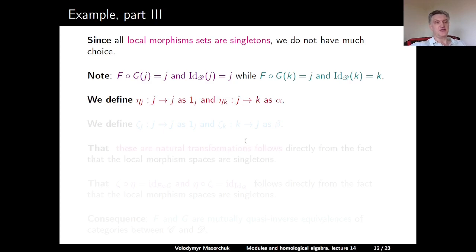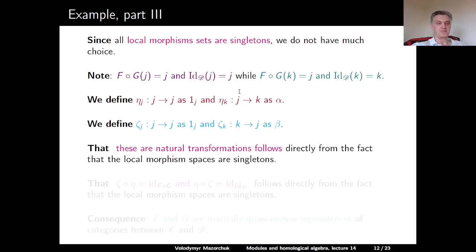So we define the natural transformation eta evaluated at the object J as the unique morphism from J to J, which is 1J. And we define eta evaluated at K as the unique morphism from J to K, which is alpha. Similarly, we define zeta evaluated at J as the unique morphism from J to J, which is 1J. And we define zeta evaluated at K. There should be a morphism from this K to this J, and there is a unique one, which is beta. So there is only one choice for our definition.